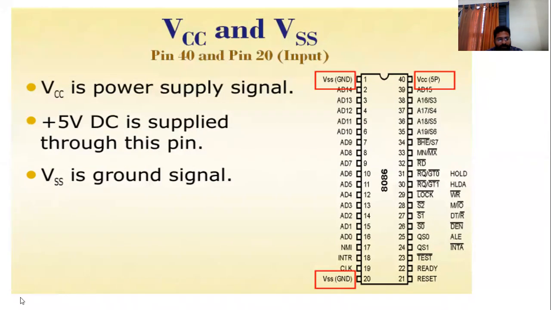The next signals, VCC and ground. You know VCC and VSS. VCC is the power supply pin. VSS is the ground. Two pins are dedicated for this. VCC is where you give the power supply in the 8086 microprocessor. How many volts of power supply do you give? You give 5 volts DC.